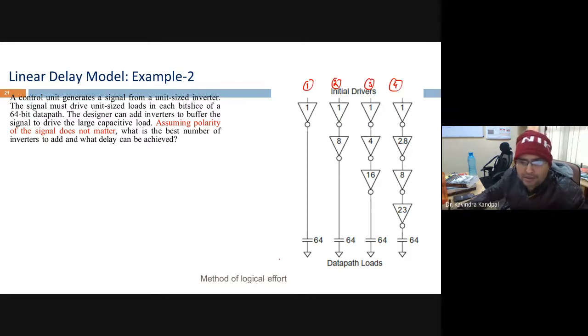Given these electrical conditions, where load capacitance is 64 picofarad and input capacitance is 1 picofarad, can you tell me which one gives you the least delay out of these 4 options? Can you do it? Which can give you the least delay? So all of you first find it out.